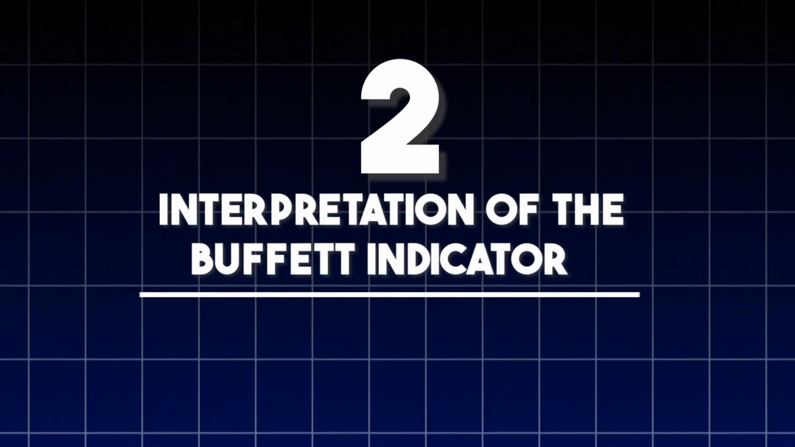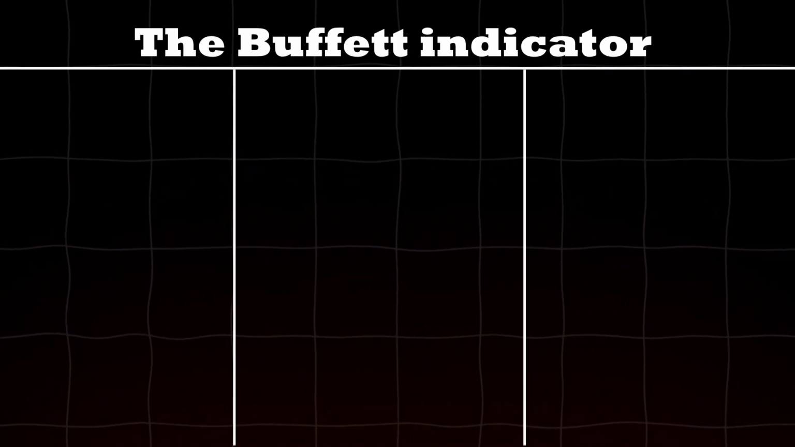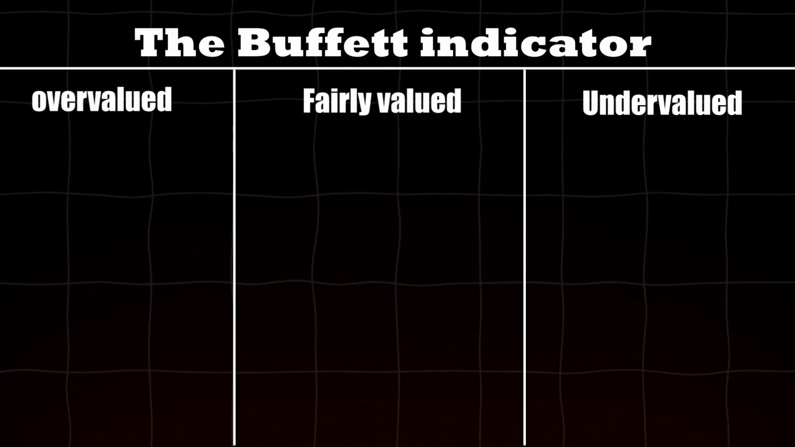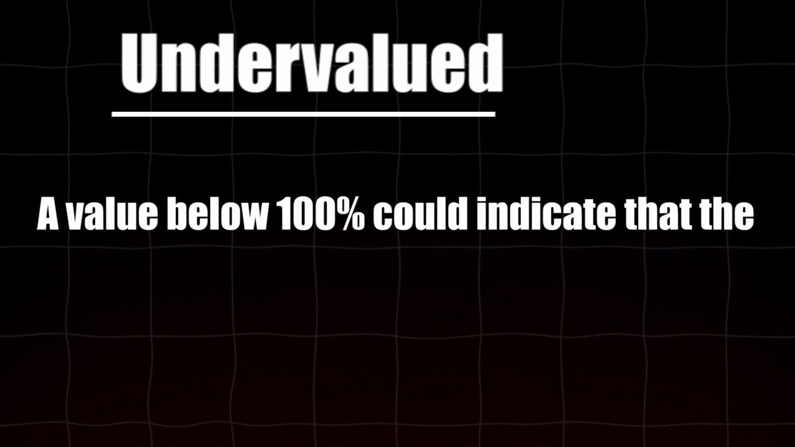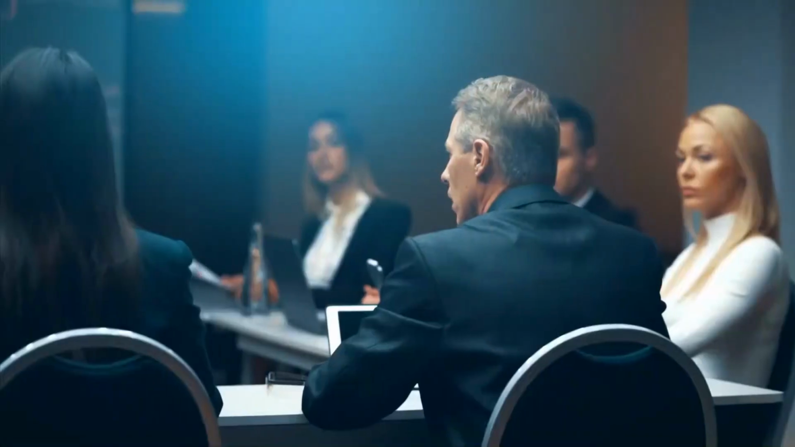Interpretation of the Buffett Indicator. The Buffett Indicator helps us understand whether a stock market may be overvalued or undervalued. Here's how to interpret the results. Undervalued. A value below 100% could indicate that the stock market is undervalued in relation to the economy. Investors may see this as a buying opportunity.